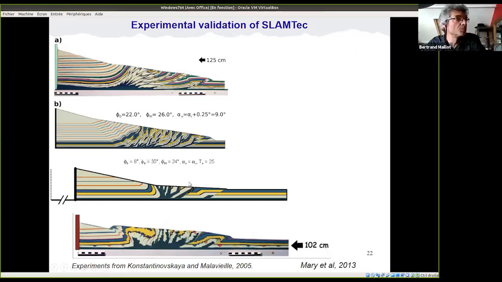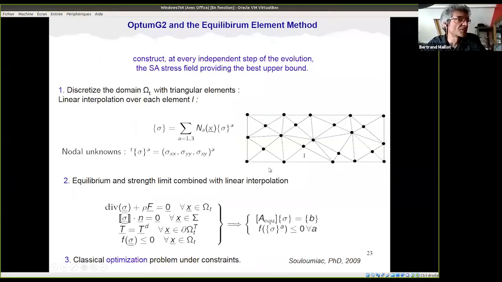Then there is Optum. I will not present the theory here because, again, Christian is a much better specialist than me. But overall, it's really a finite element method where the unknowns are the stress at the nodes. And then the whole problem, equilibrium, stress continuity, traction at the boundaries, and the plasticity criterion are cast into a set of linear equations with here something to optimize.